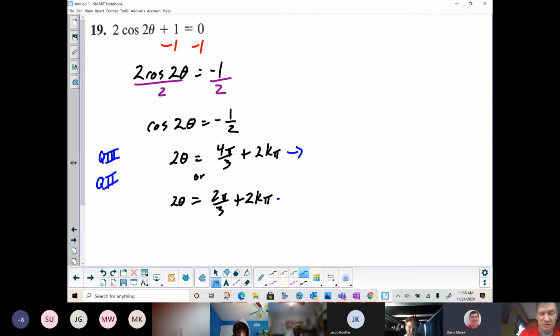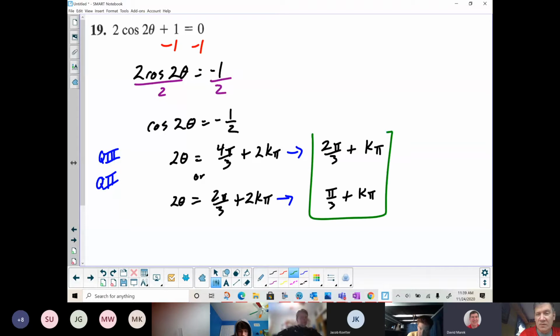So then we can transform both of these and say, well, half of 4 pi over 3 will give me 2 pi over 3. But again, divide everything, so then that's going to be just times k pi. And then for the one in the second quadrant, well, half of 2 pi over 3 becomes 1 pi over 3. Again, divide by 2 plus k pi. So those are the expressions that we need for, again, all of the solutions. So that's for part A.